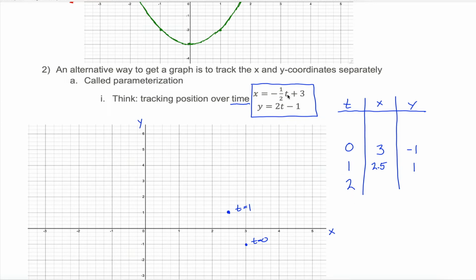What about at time 2? Same logic, plugging in 2 for t here, I get negative 1 plus 3, in other words 2. Plugging in 2 for t here, I get 4 minus 1, so I get 3. At time 2, the x-coordinate is at 2, and the y-coordinate is at 3.